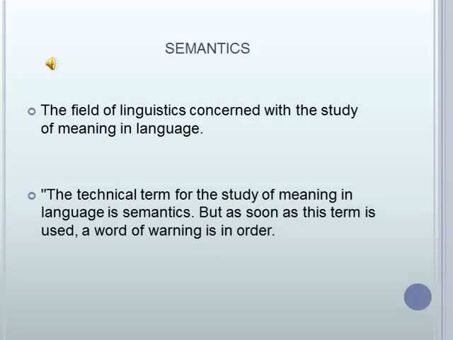Semantics. The field of linguistics concerned with the study of meaning in language. The technical term for the study of meaning in language is semantics, but as soon as the term is used, a word of warning is in order.